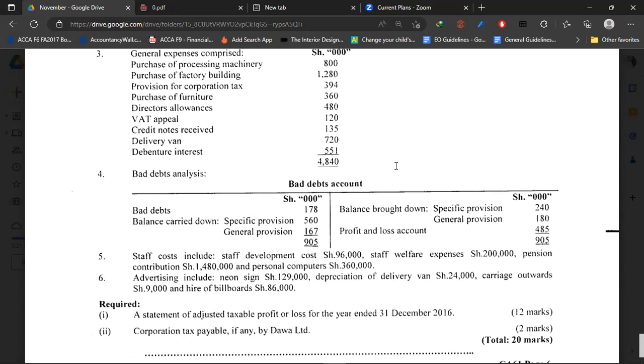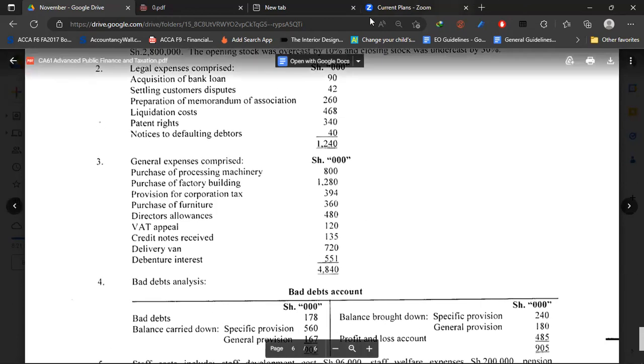We're also talking about the carriage outward. We know that is an allowable expense together with the hire of the billboards. You have to be hiring the billboards. That is part of the marketing strategy organizations basically use. So already those are things that I'm supposed to be understanding before I start my question. So I just want to go straight and start my question and look at what I was supposed to do.